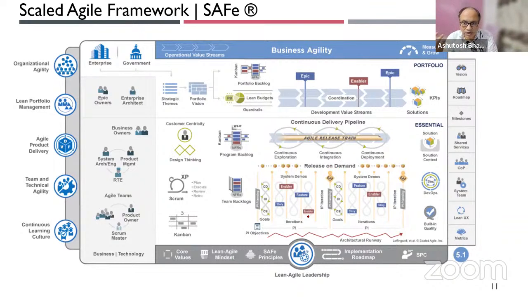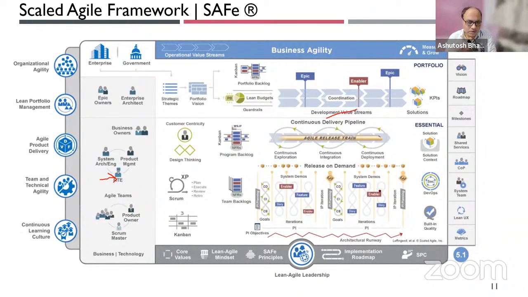RTE stands for Release Train Engineer. RTE is the Chief Scrum Master. So the RTE role is the Chief Scrum Master for the train. We have a concept of an Agile Release Train here. We have a concept of a PI, program increment. A program increment is between 8 to 12 weeks, with most organizations going in for a 10-week PI. And then the RTE, or the Release Train Engineer, facilitates the PI.